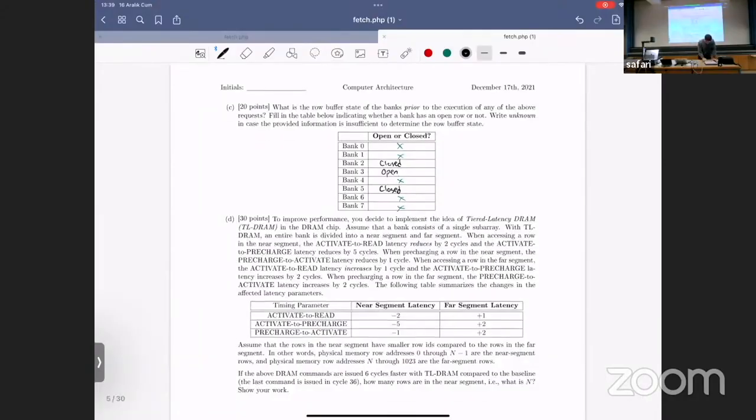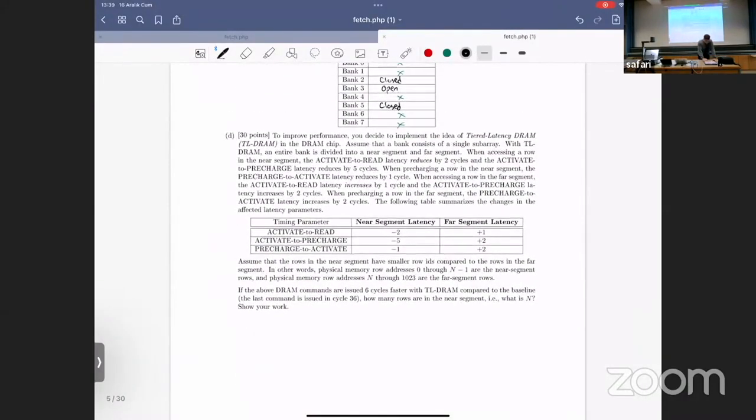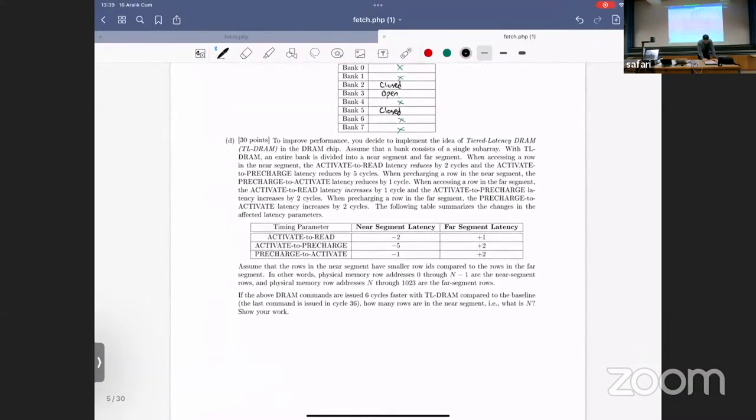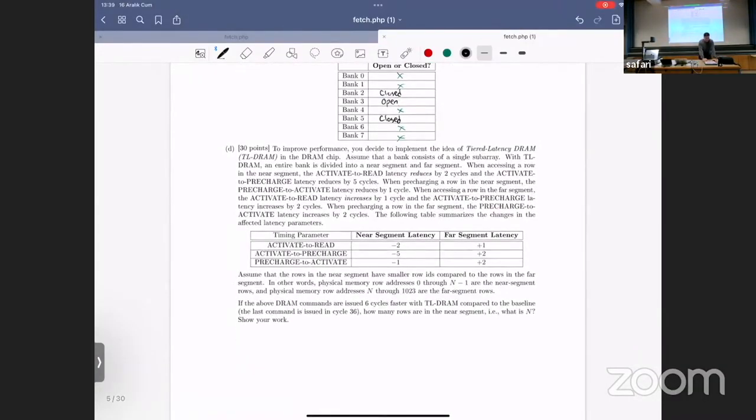Okay. So the last question here is asking us what happens if you had a tiered latency DRAM design in this bank. It says assume that a bank consists of a single subarray. So we have a single subarray in the whole bank, and that subarray has a near segment and a far segment. The near segment has lower latency in all sorts of accesses, and the far segment has higher latency in accesses. So this table summarizes what changes in latencies.